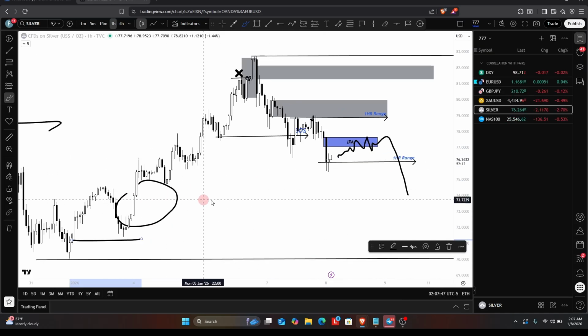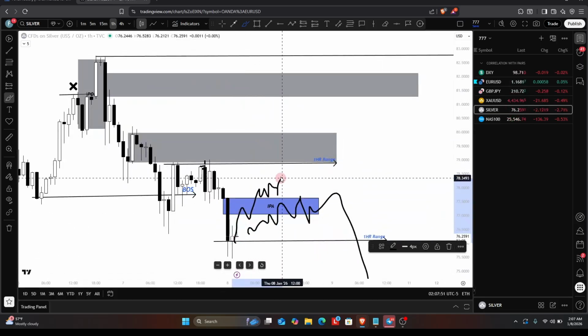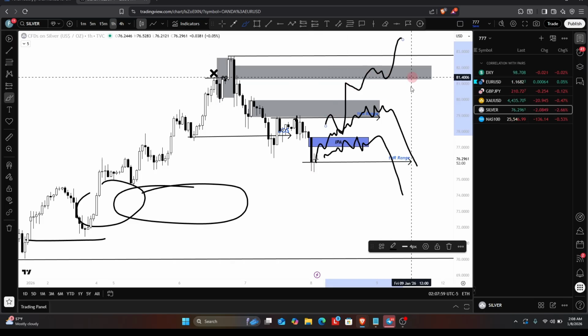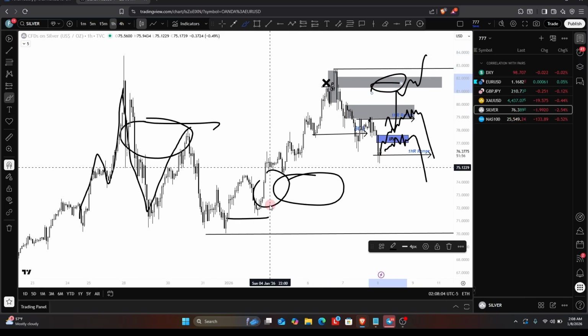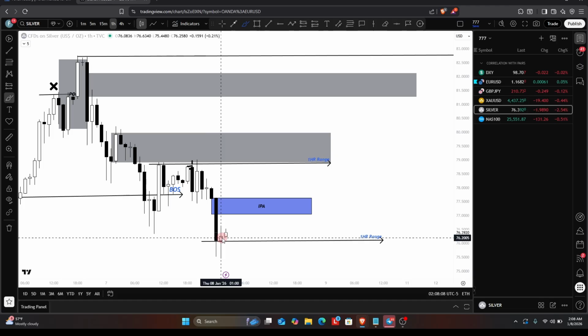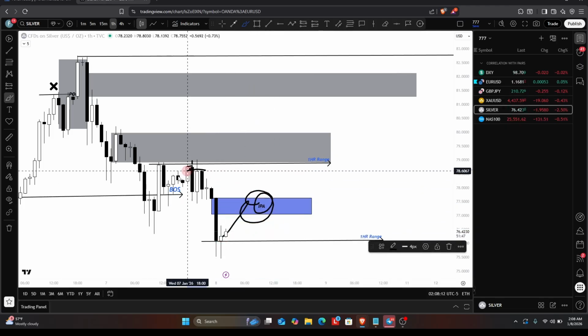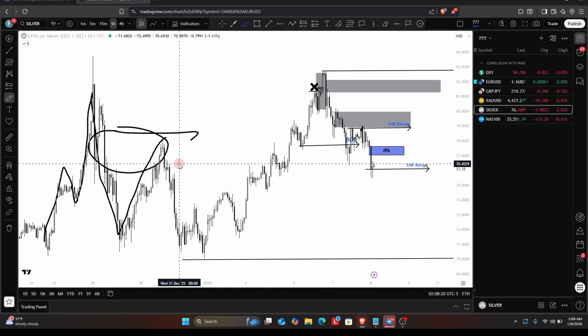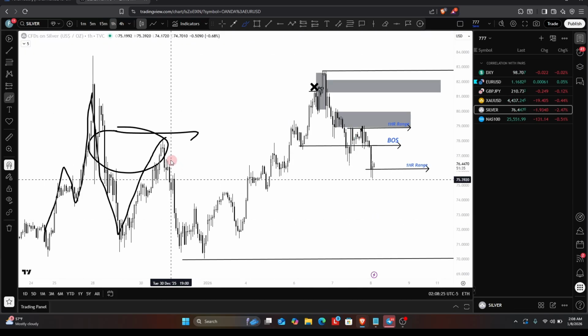If price decides to accumulate, price could potentially distribute to come back down to these imbalances. If not, then price will go up, make a new high, or distribute out here. Right now, our eyes are on this imbalance, potential distribution, if not a little bit higher into here, and that's for silver. I think I erased it, but that's okay.